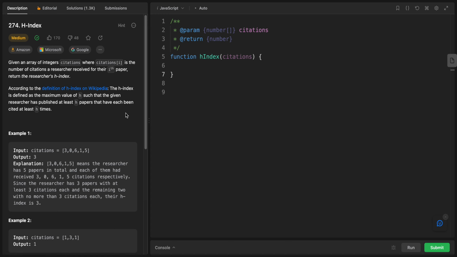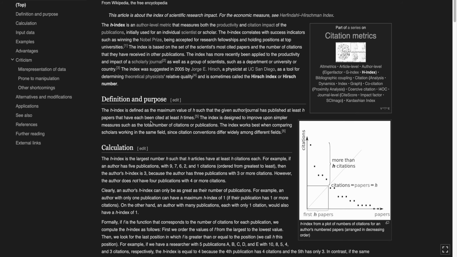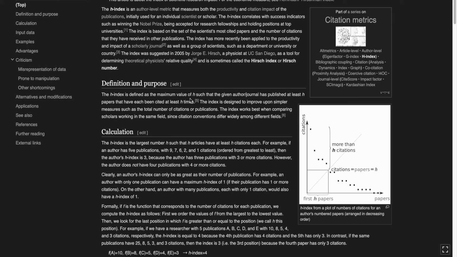If you are in an interview and you don't understand what an H-Index is, I would ask my interviewer: can you describe it more, because I didn't understand this one. So let's read here. This article is about the definition and purpose. The H-Index is defined as the maximum value of h such that a given author has published at least h papers that have each been cited at least h times.